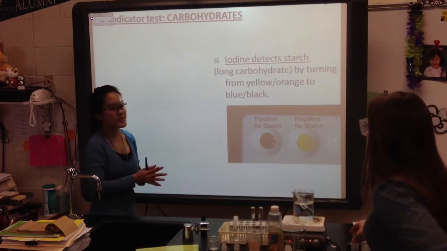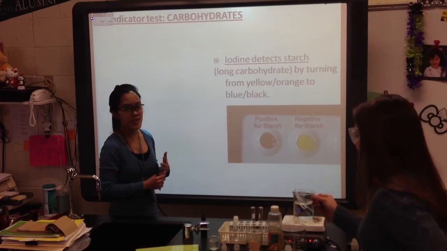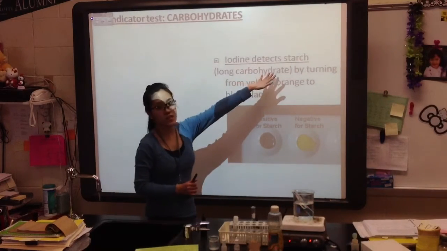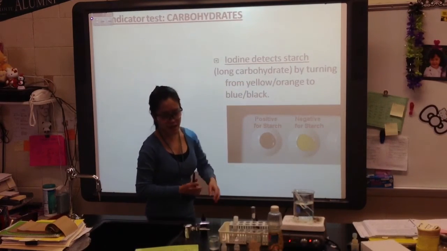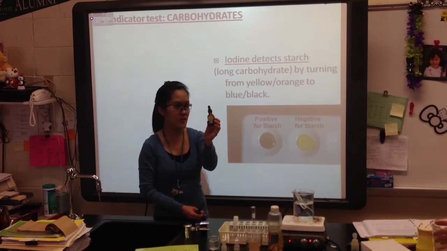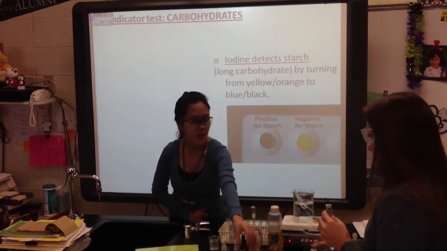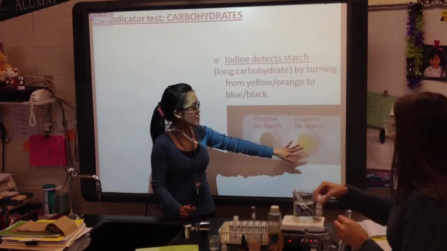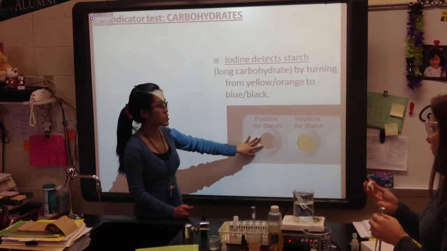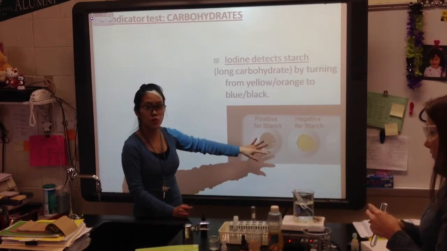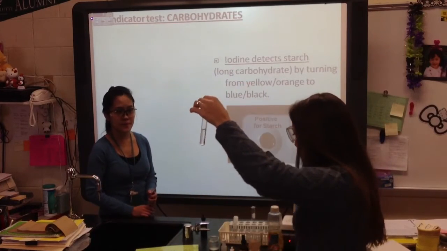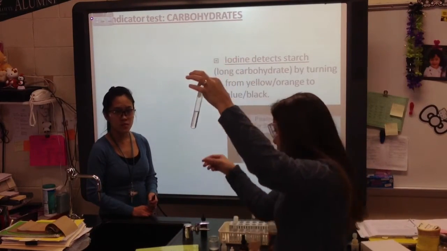Okay. So the next test that we have is also for carbohydrates, and this is going to be to detect our complex carbohydrates like starch. The test itself is called iodine, and it'll be in one of your brown bottles. It's going to start off as a yellow-orange color, and if starch is present, it'll turn into a dark blue-black color.